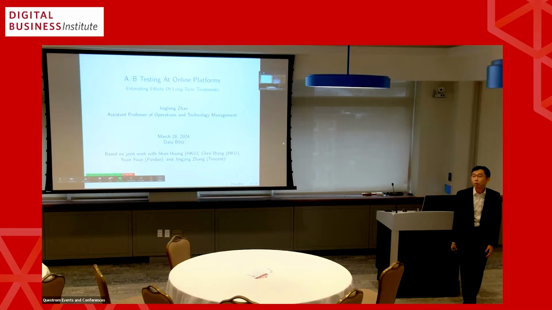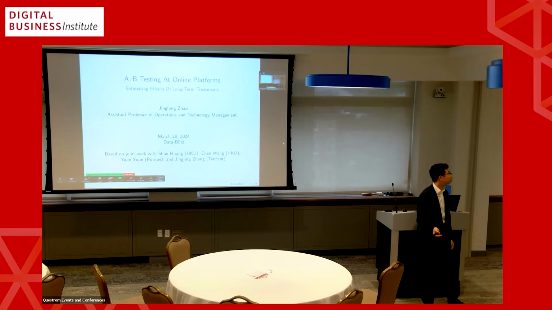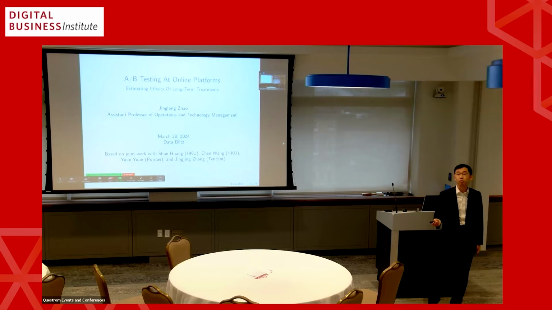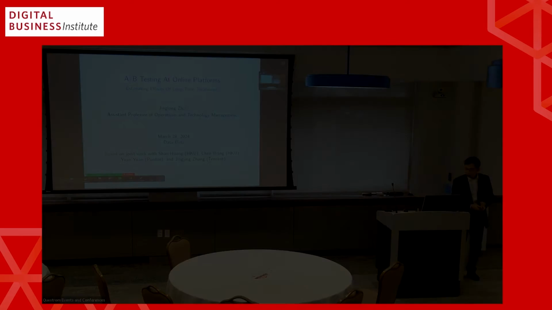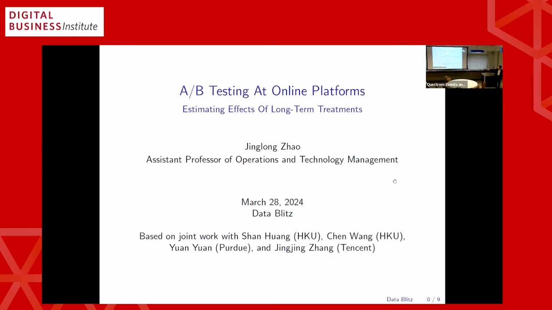I'm an assistant professor at the operations group, and today I'm going to talk about how you use A/B testing in online platforms to do new product development, which is one important concept in operations when firms try to decide if they should bring out a new function to the products. This is joint work with my amazing lineup of co-authors: Shan Huang from Hong Kong University, Chen Wang from Hong Kong University, Yuan from Purdue University, and Jinglong Zhao from Tencent, which is the mother company of WeChat, the biggest social network software in Asia.